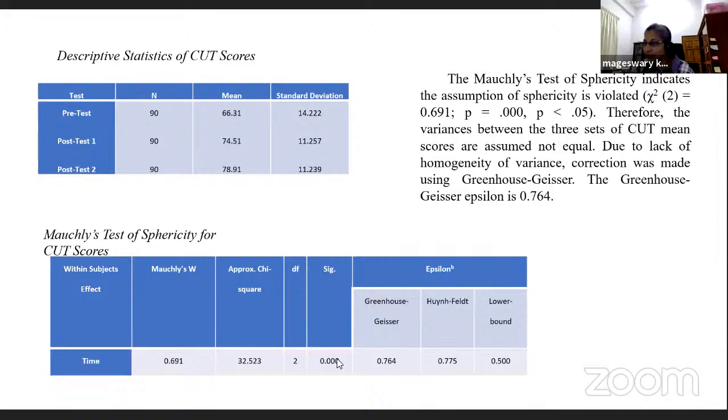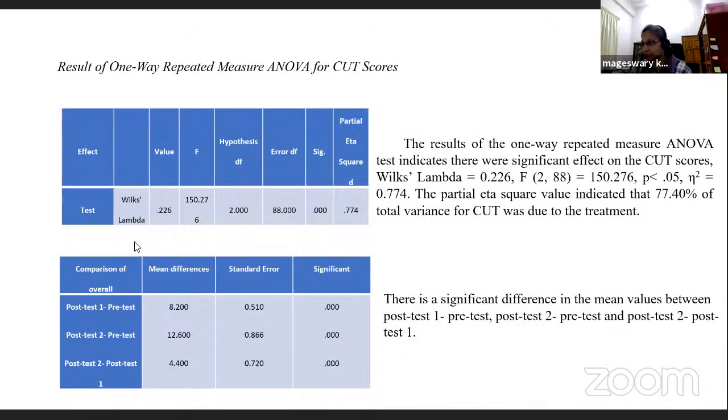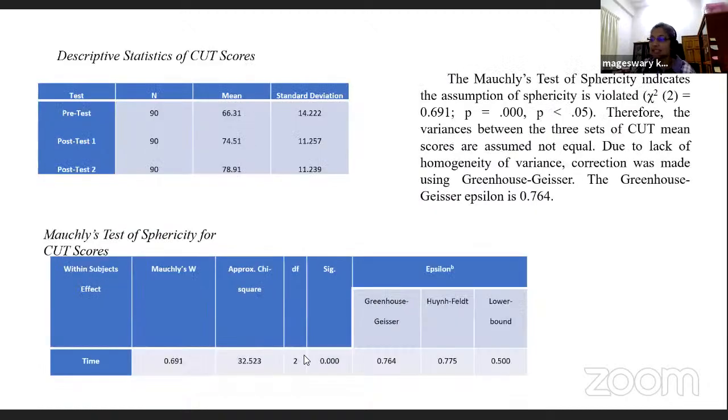If it is not significant, we can go ahead with our repeated measure analysis. In this case, it shows 0.000. So the correction was done using Greenhouse-Geisser. Greenhouse-Geisser was used to do the correction because to meet the assumption of homogeneity of variance, it should be more than 0.05.